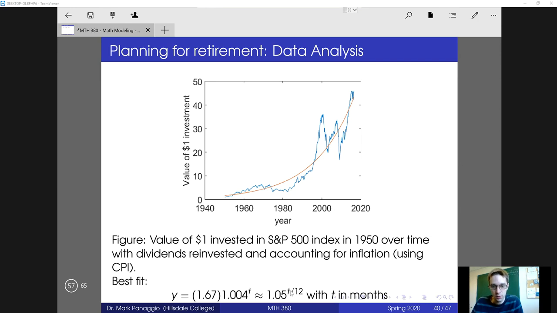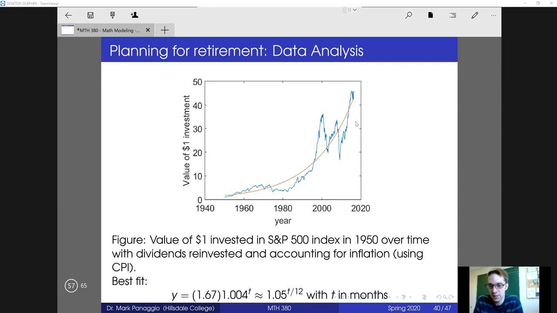So after 1 month, you'd have 1.05 to the 1/12, which is around 1.004 times what you started with, and that just grows from there. Okay, so that would be a deterministic model, that's a data-driven model, right? And you could determine the appropriateness of exponential growth using our logarithmic transforms that we discussed earlier, but it seems like it fits the general trend.